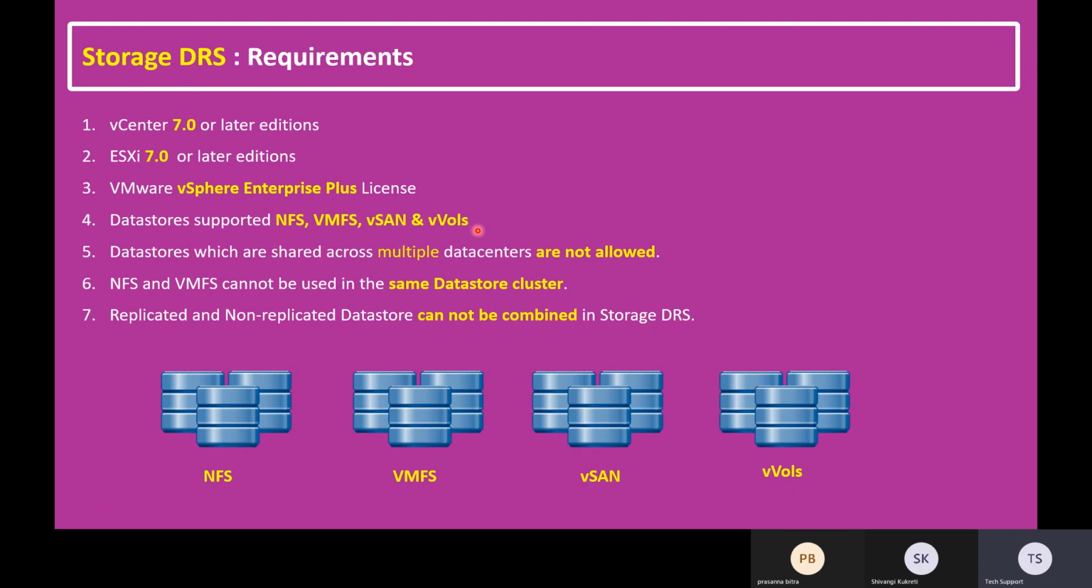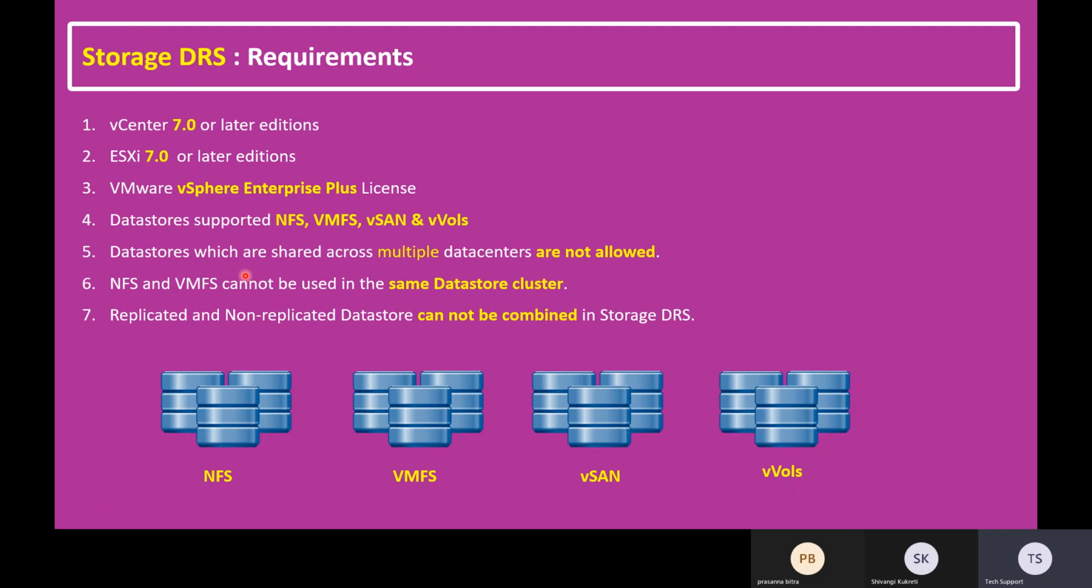As we are aware, in our vSphere environment we have 4 types of data stores. We can configure NFS, network file system, and virtual machine file system. VMFS is supported for local storage, FC SAN and iSCSI SAN. And we can also configure additional virtual SAN and virtual volumes. These two are the software defined data stores. So for all these types of data stores, you can configure storage DRS.